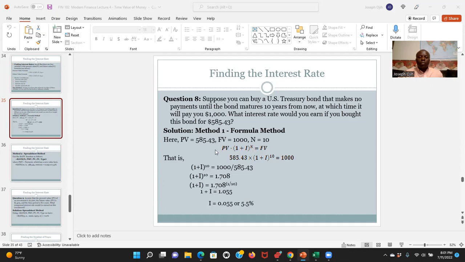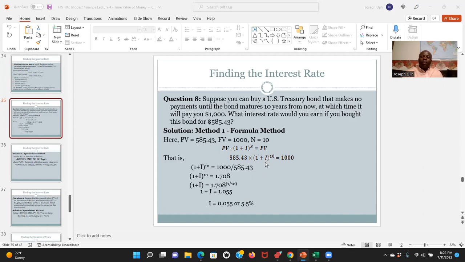So our present value is 585.43. You put it here, so you can see it right here. Then the one in parentheses, 1 plus I to the power n, will be written as 1 plus I to the power n. Our n is 10. I, we don't know. That is actually what we are looking for. Then it becomes an equation, which is read as 585.43 times parentheses 1 plus I to the power 10 equals 1,000. So we solve for I.